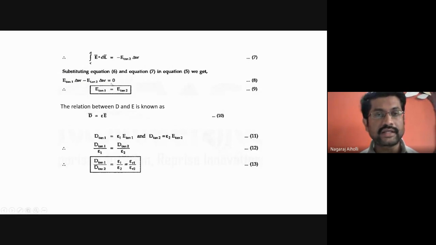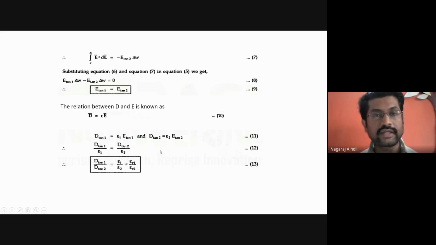Integral c to d E bar dot dl bar is equal to minus E tan 2 delta W. Here, for a to b, I got plus E tan 1 delta W. Now for c to d, I am getting minus E tan 2 delta W. Why is this minus? Why not the same as that of a to b?